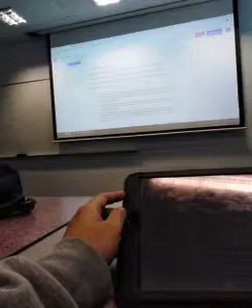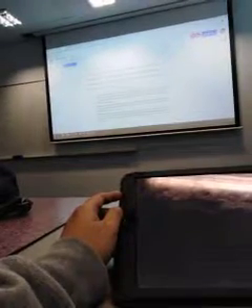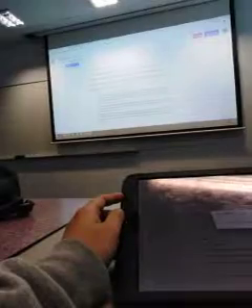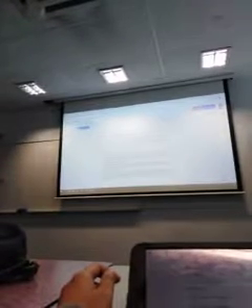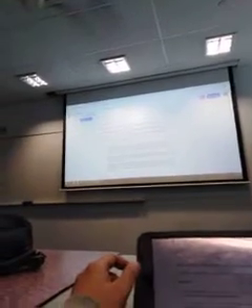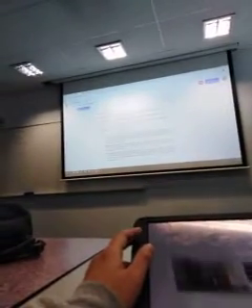Okay, you have some processes, and each process has different memory requests. Process 1 needs this memory, process 2 needs 400 memory, process 3 needs about 100 memory, and process 4 needs 400 memory.